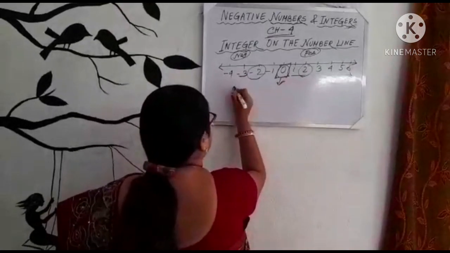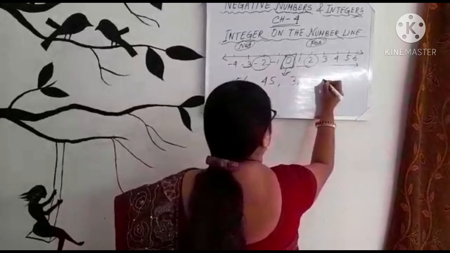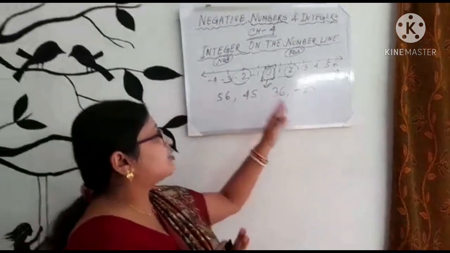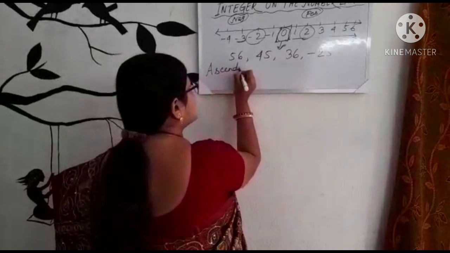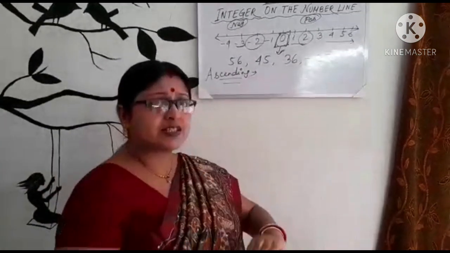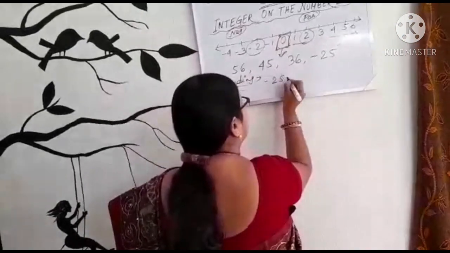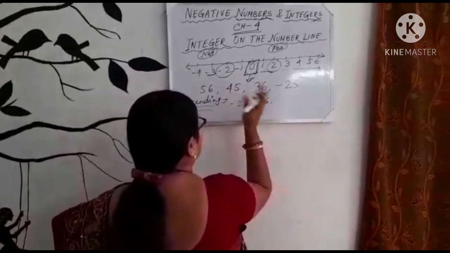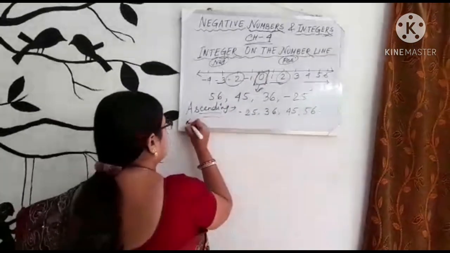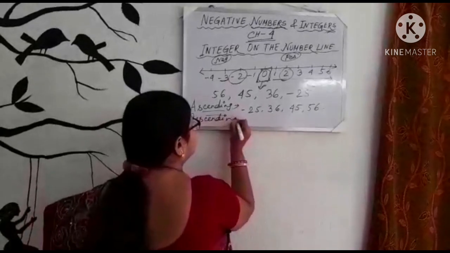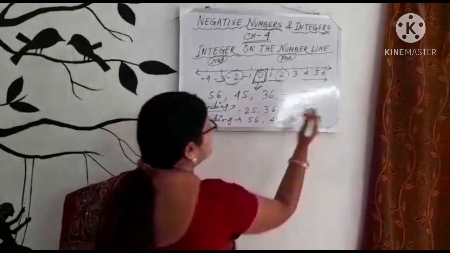Clear? Suppose 56, 45, 36, minus 25. These are the 4 numbers. Now we will arrange them in ascending order. Ascending means smallest to biggest. Clear? So, according to the number line, at first minus 25 will come. Next is 36. After that is 45. Next is 56. Clear? And in descending order, the numbers are just opposite: 56, 45, 36, and at last minus 25.